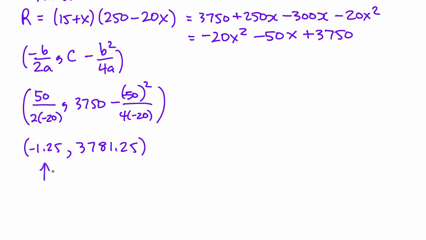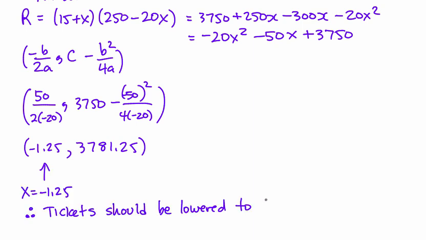And so this number here is telling you you need to lower your ticket prices, not raise them, lower your ticket prices by $1.25. So they were 15, so I need to go down to $13.75, and that'll maximize the revenue, and you'll actually make $3,781.25, which is not a lot more money, $31 more, but it is more money than you were making before. And more students will come, and each student will actually pay a little bit less, which is a good thing as well.